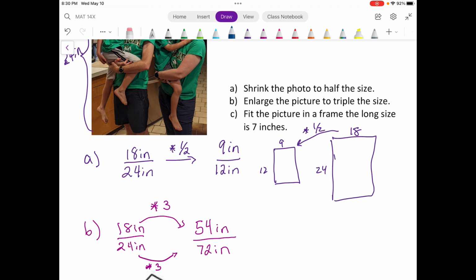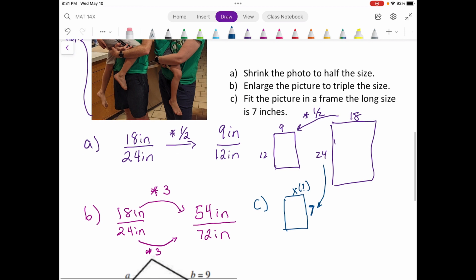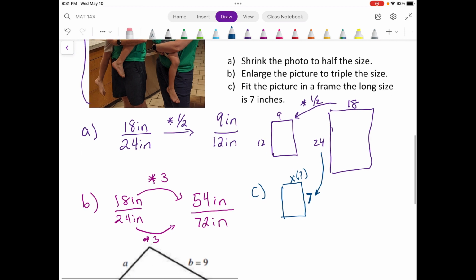Now, in part C, though, we're a little different. This time, we still have that 18 by 24, but we're told that long side isn't just any old number. I'm not told what I'm shrinking it by. I'm told I need to fit it in a picture frame that's 7 inches tall. And so what would that other side length need to be to keep this proportional? Like, what would I multiply 24 by to get to 7? And that's not necessarily the easiest math problem to think about.